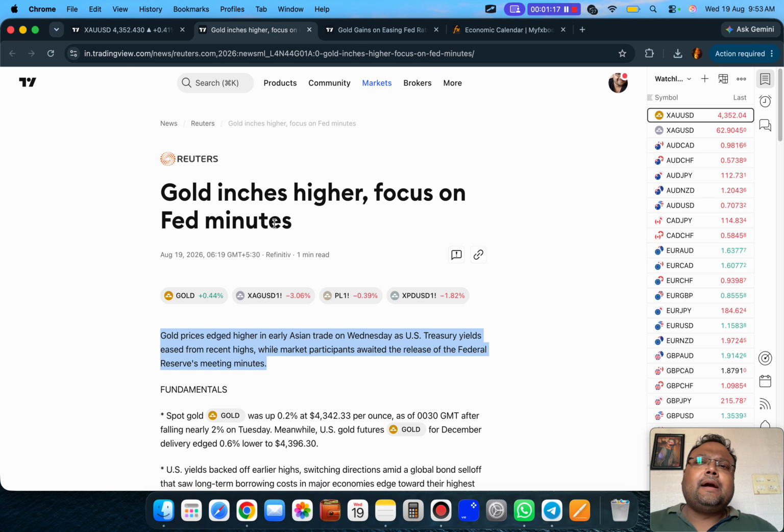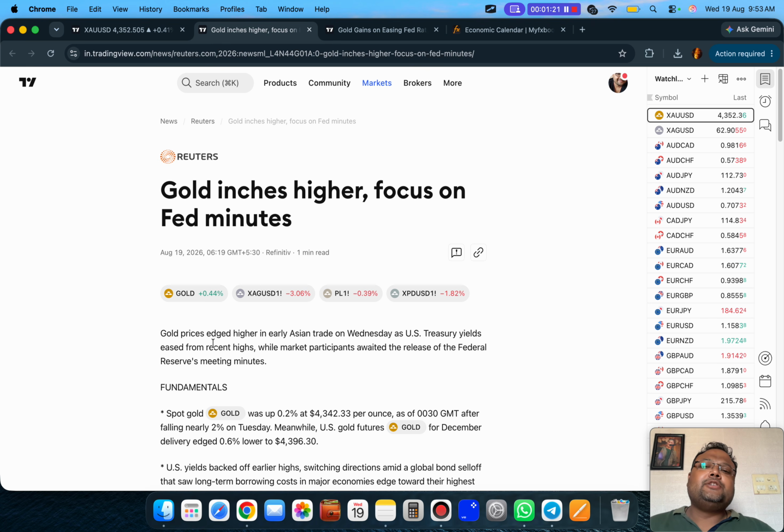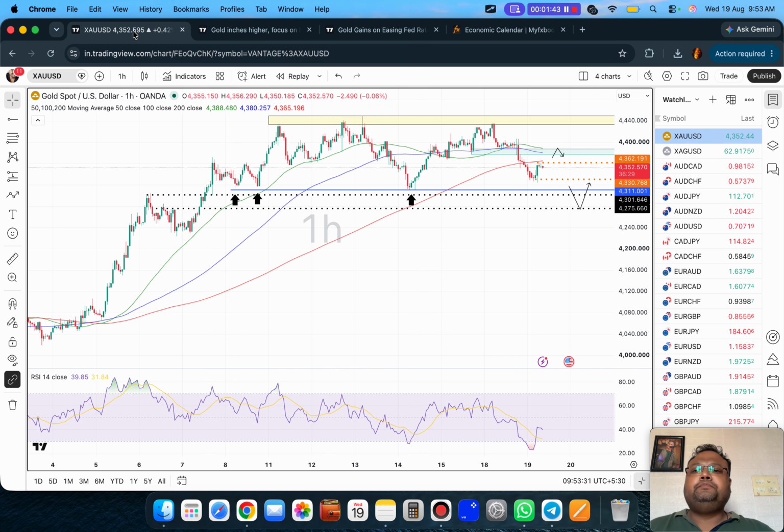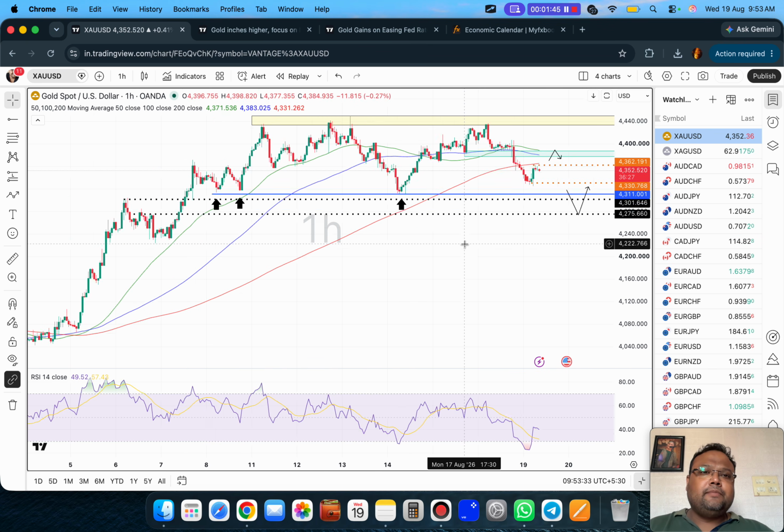And if you look at the market sentiment, you can see gold inches higher, focus on Fed minutes. Gold prices edge higher in early Asian trade on Wednesday as US Treasury yields ease from recent highs, while market participants await the release of the Fed meeting minutes. So the market is also mostly waiting. Whenever the market is in waiting mode, we usually see a sideways market. You can see gold gains on easing Fed rate hike hopes, physical demand, market talk. And this is our setup.